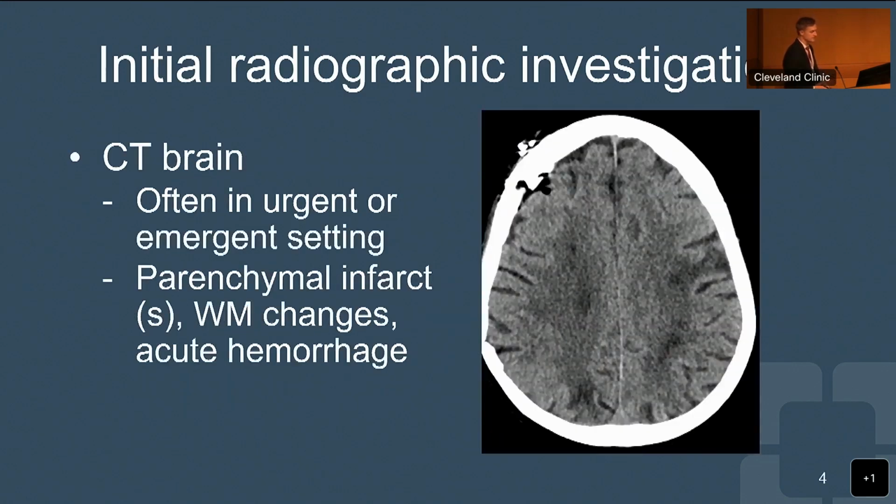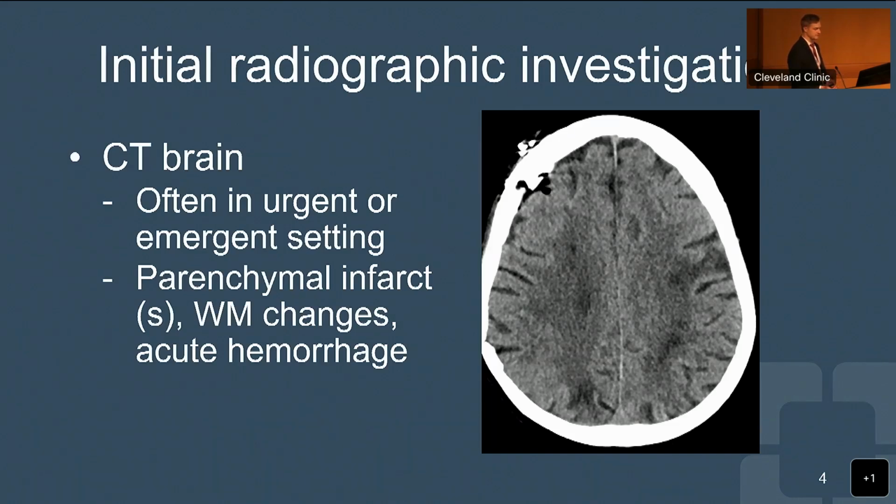Typically the first imaging modality that's performed on a patient who presents with new symptoms is going to be a head CT, done in an emergent or an urgent setting. It's a very good screening tool to look for hemorrhage, to look for an evolving acute infarct, mass effect and midline shift, things like that. You can also see things that you may want to further investigate with other imaging.